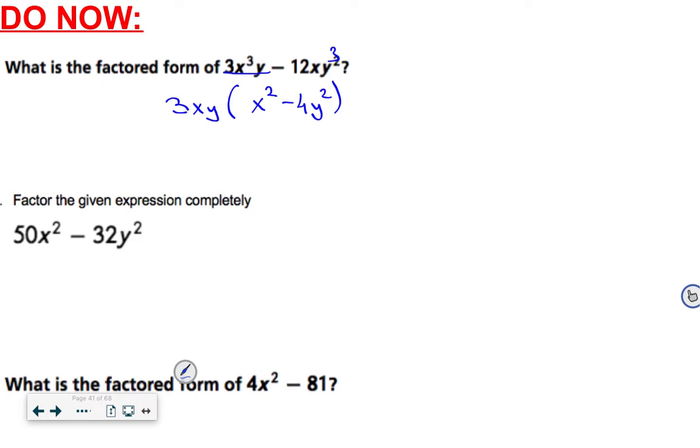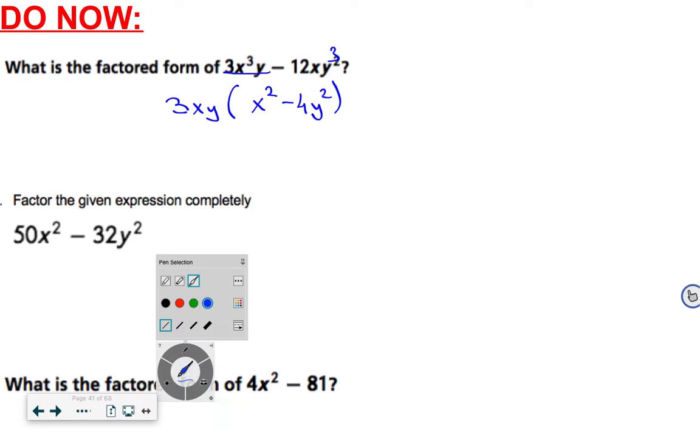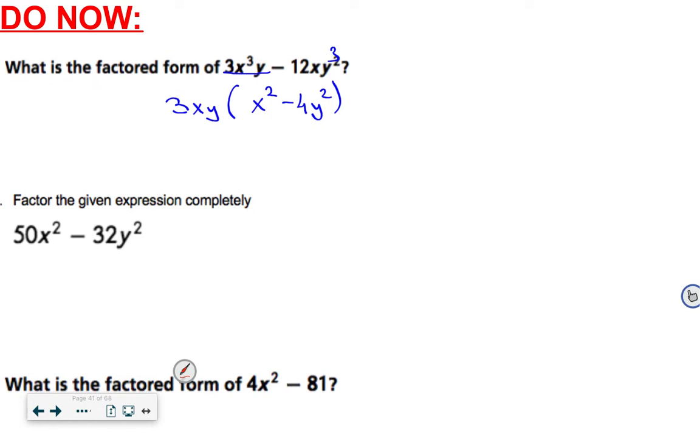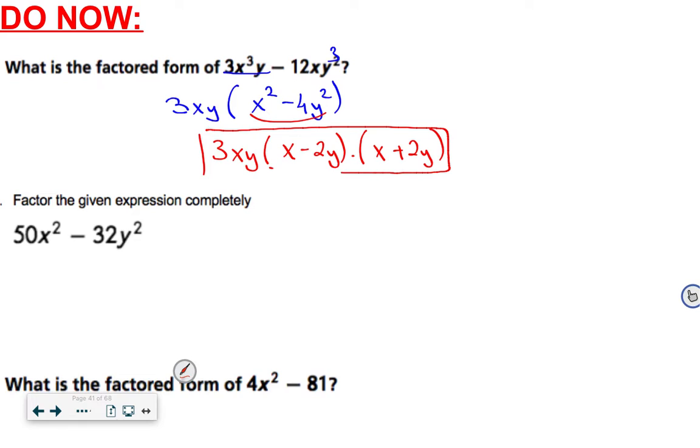From here, if we use the difference of two squares, you can factorize this expression as 3xy times x minus 2y times x plus 2y. And this is your factored form.